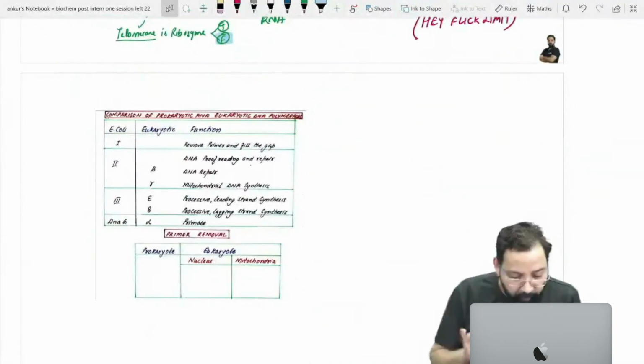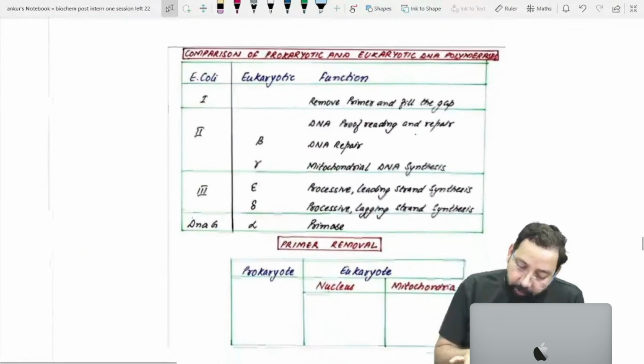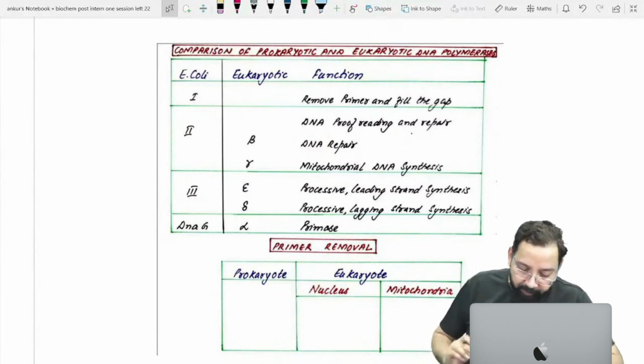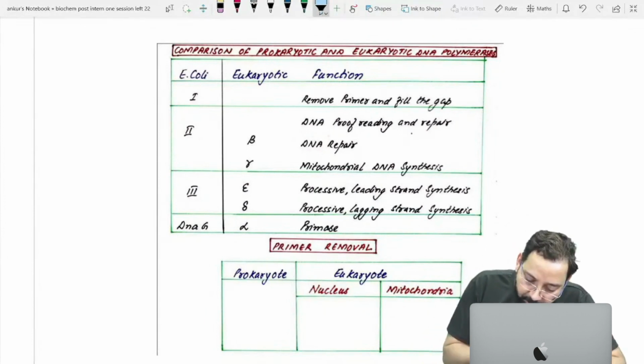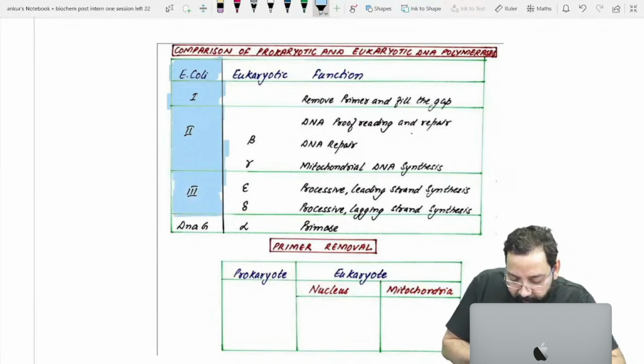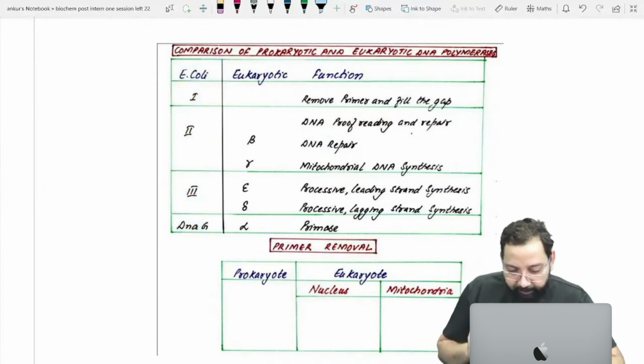Now, before moving further, you must compare DNA polymerase in prokaryotes and eukaryotes. In prokaryotes, I take the example of E. coli. Yes, E. coli is a prokaryote, you all know. In this, DNA polymerase 1 is there, DNA polymerase 2 is there, DNA polymerase 3 is there, and this is DNA G protein. So DNA polymerase 1, 2 and 3 and DNA G protein.